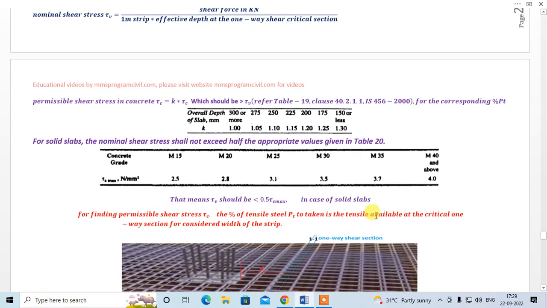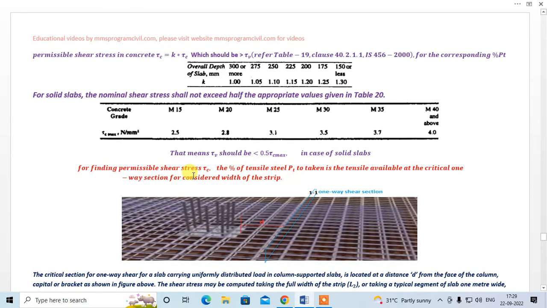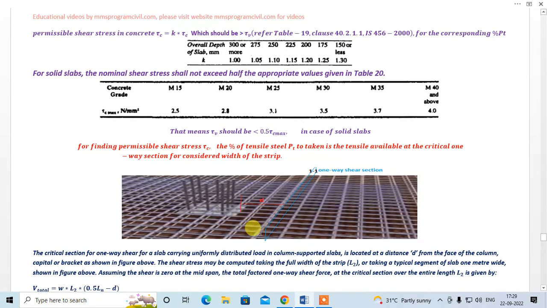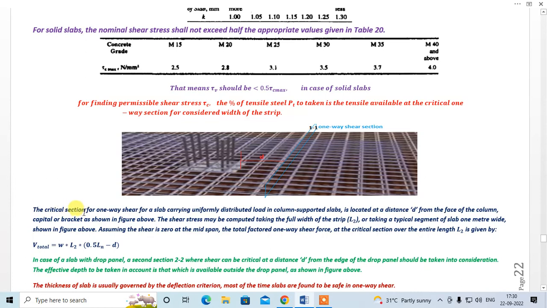For finding the permissible shear stress, you need to find the percentage of steel. So simple. This is the one-way shear section at a distance d from the face of the column. Whatever percentage of tensile steel pt you get over here, for the corresponding pt you have to find tau c from table 19. The critical section for one-way shear for a slab carrying uniformly distributed load in a column supported slab is located at the distance d from the face of the column or capital bracket, as shown in the figure above.